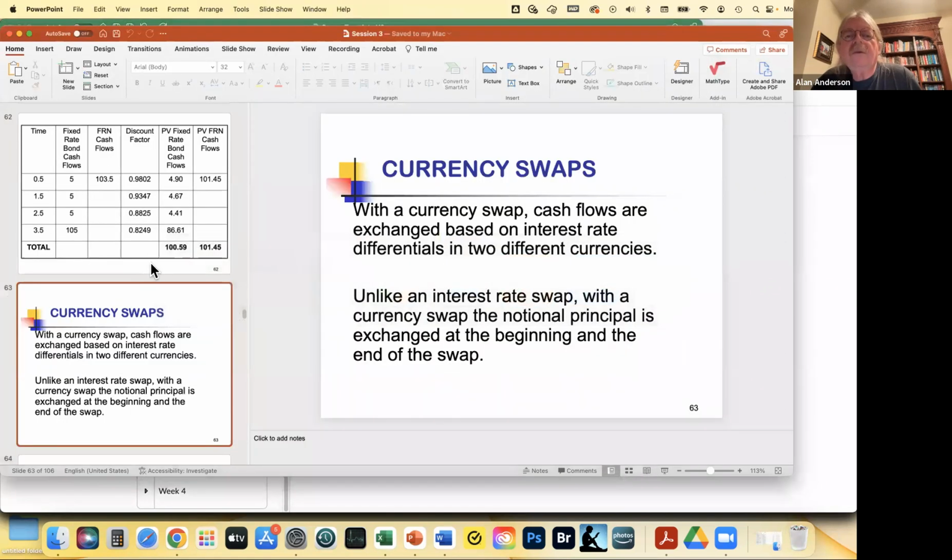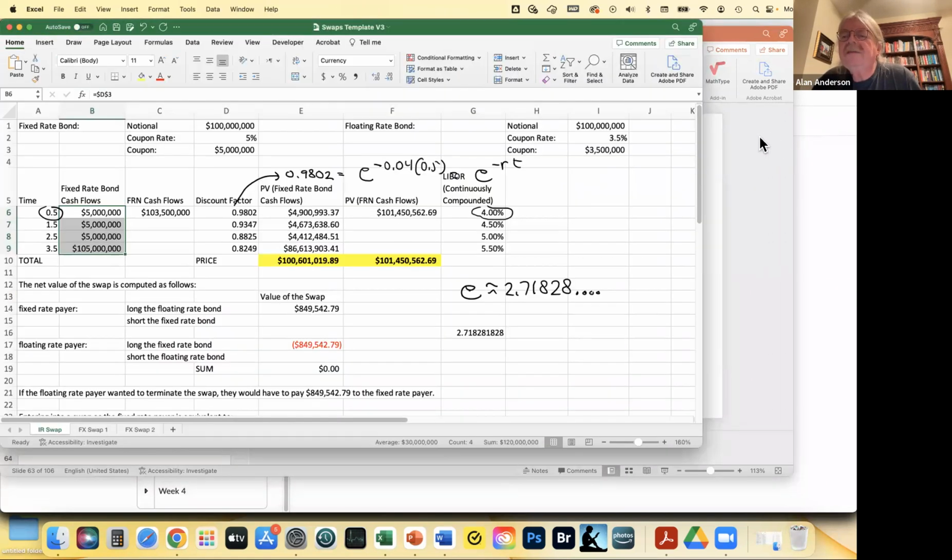And so part of the reason, oh, yes, go ahead. So when you are at the end of this swap, so like 3.5 years, why is the coupon amount going to be the notional plus the coupon, because that's when the notional is going to get exchanged, or it never gets exchanged?